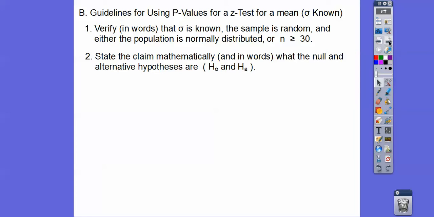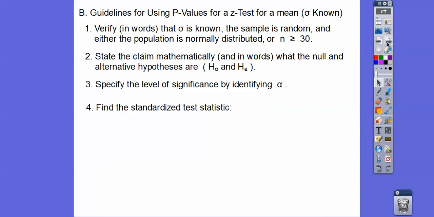State the claim both mathematically and in words, and what the null and alternative hypotheses are. Remember, the null is always the one that has the equals part to it, whether it's equal to, less than or equal to, or greater than or equal to. And specify your level of significance by identifying whether it's 5% or 1% or 10% or whatever they're asking right there. Find the standardized test statistic.